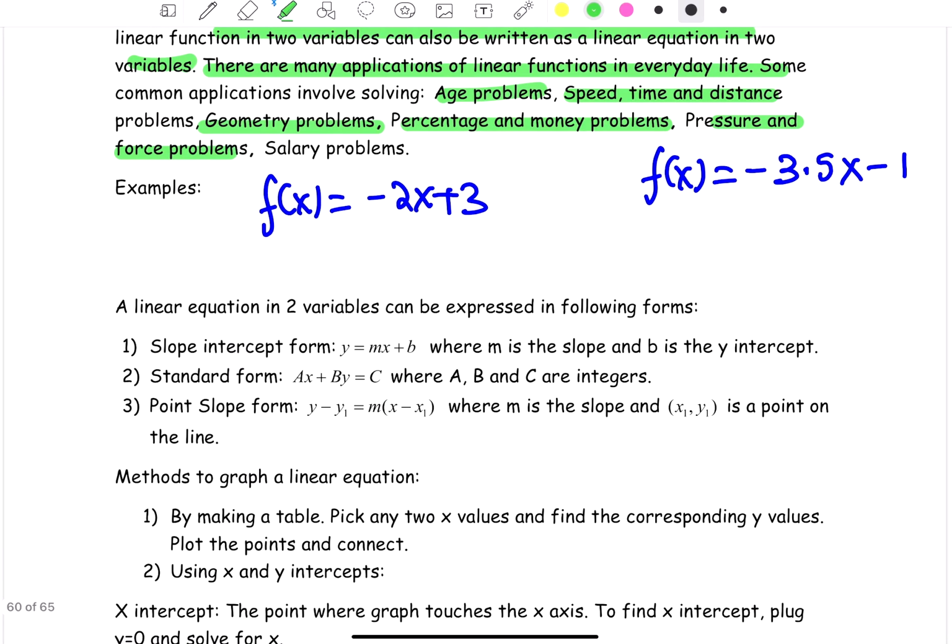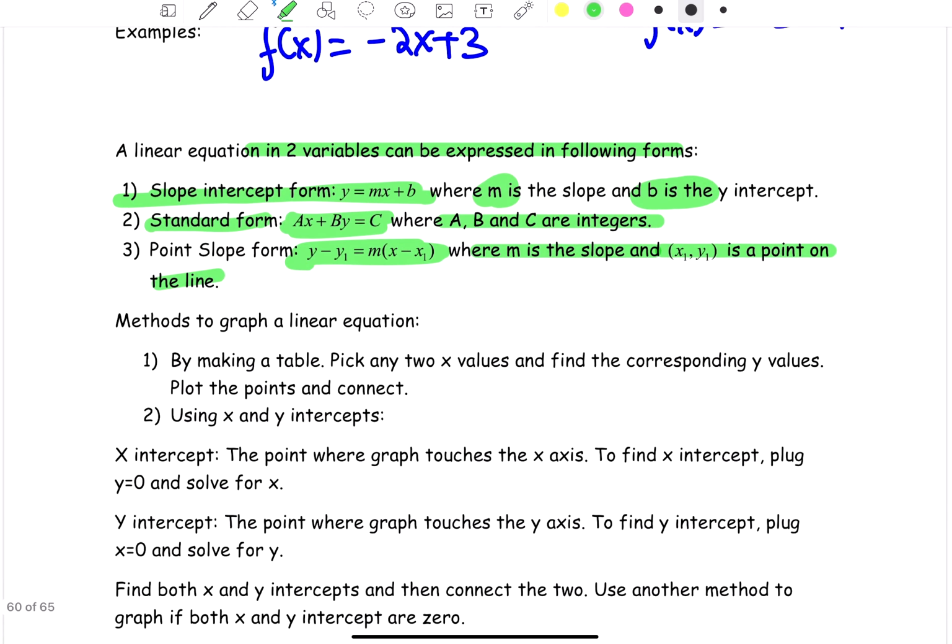A linear equation in two variables can be expressed in a few different forms. We can express it in the slope-intercept form, where y equals mx plus b. m is the slope of the line, b is the y-intercept. We can also express it in the standard form, ax plus by equals c, where a, b, and c are integers. Point-slope form is y minus y1 equals m times (x minus x1), where m is the slope and (x1, y1) is a point on the line.